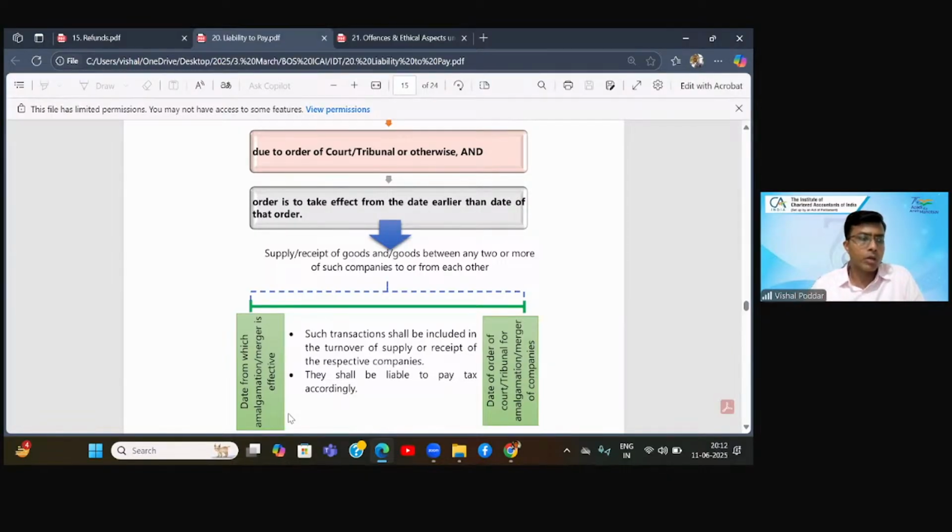All formalities got concluded today, but we had agreed that this will happen from 1st of April. In such a case where the amalgamation or demerger has to take effect from a prior date, then what will happen? That is what is said.